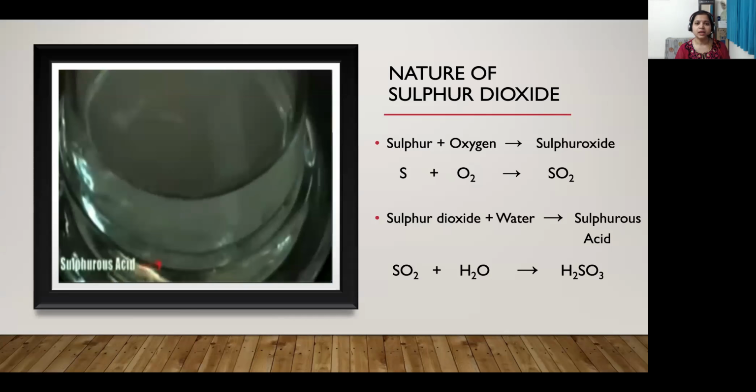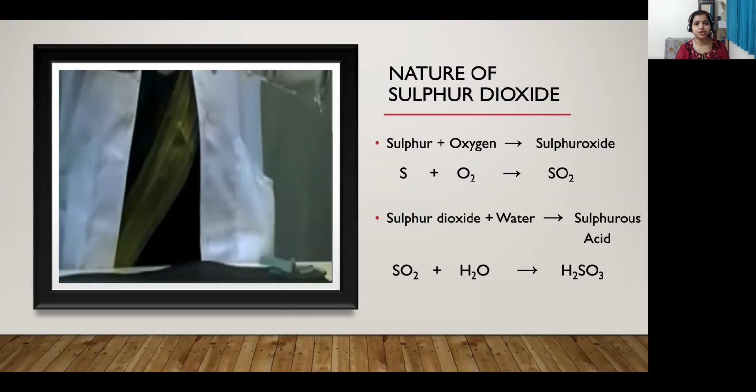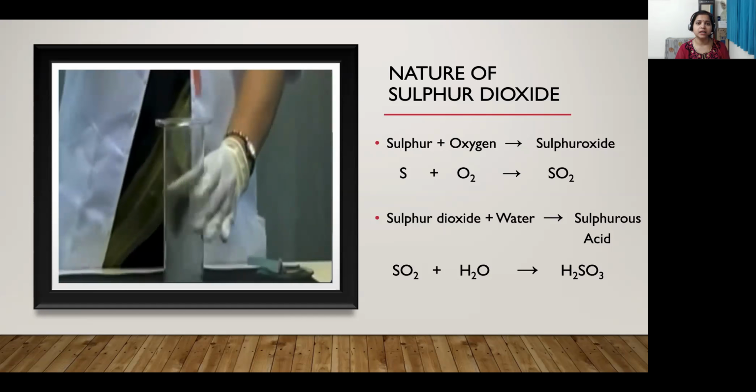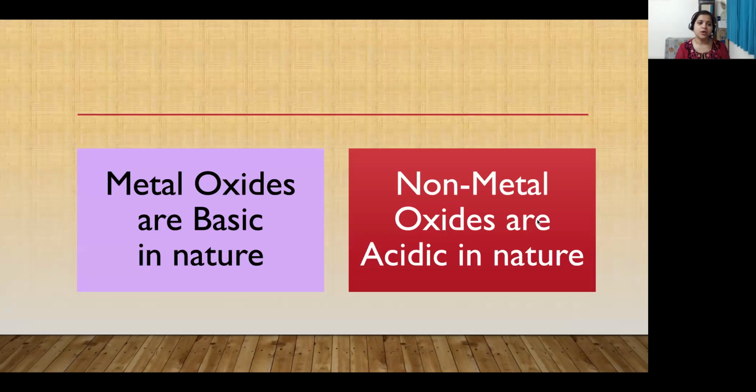Now bring the litmus paper and dip it into that solution. You will observe that this time the blue litmus will turn red. It means the solution is acidic in nature. So sulfur dioxide, when it reacts with water, produces sulfurous acid. So metal oxides are basic in nature, whereas non-metal oxides are acidic in nature.